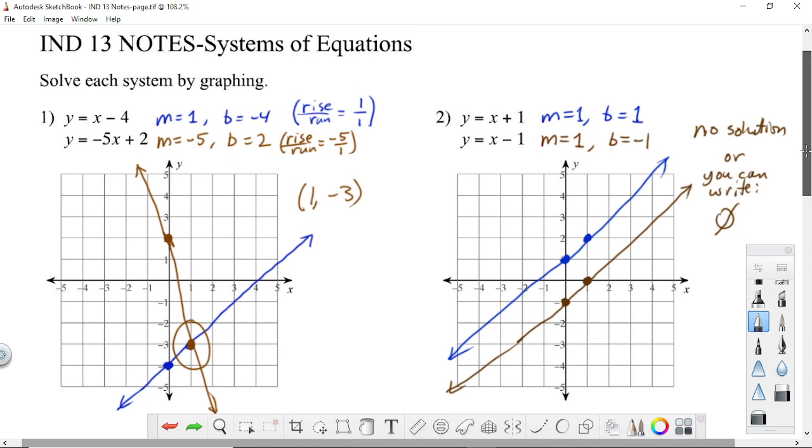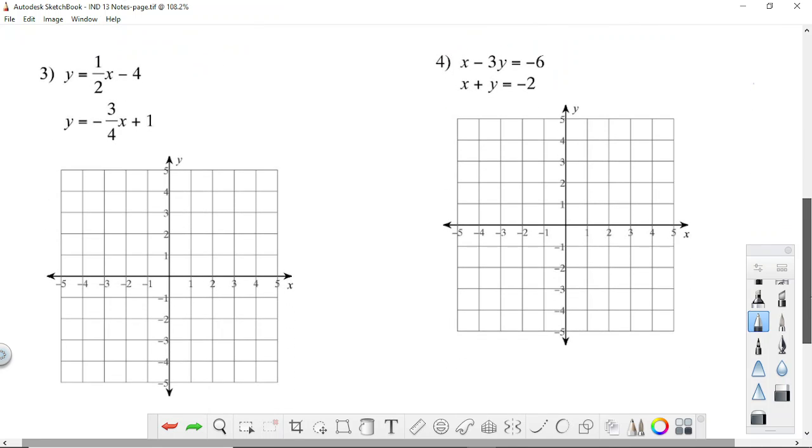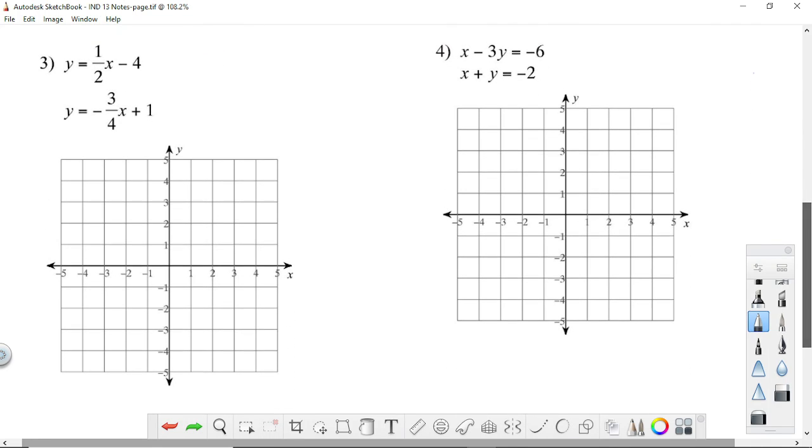So let's look at a couple more of these. Here we have a couple more that are also in slope-intercept form. We're getting spoiled here. We're not having to convert any of these to slope-intercept form yet. So let's do this one. The first one, the slope is 1/2, and the y-intercept is -4.